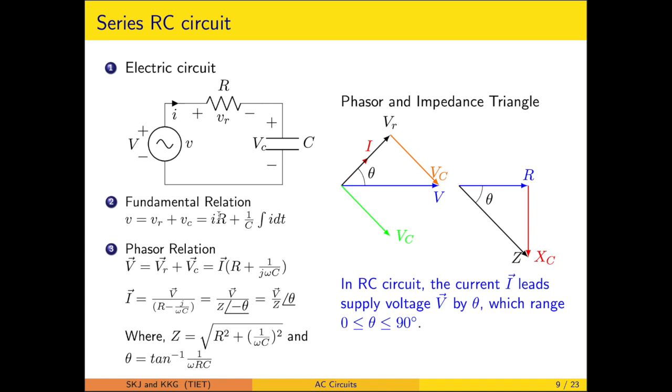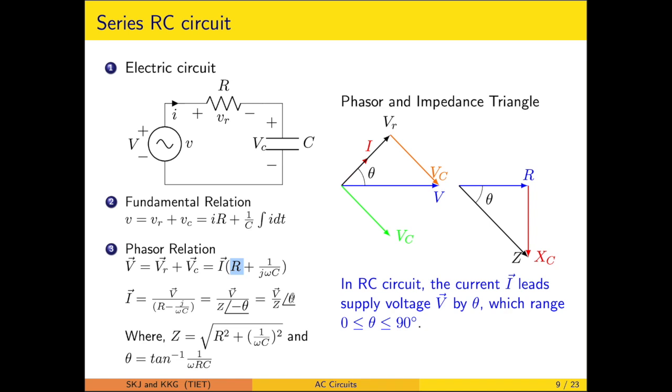On the similar line, we have gone through the analysis for the RC circuit, the series RC circuit. This gives rise to the phasor relationship V is equal to VR plus VC. As we know, VR is equal to I into R, and the capacitor voltage lags the current by 90 degrees. So VC is equal to I upon J omega C, that is substituted.